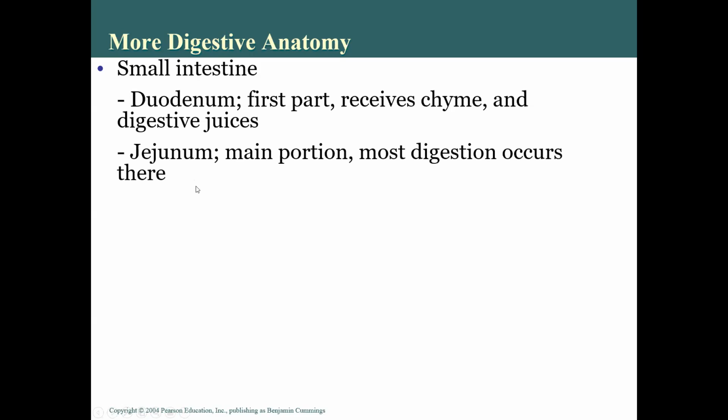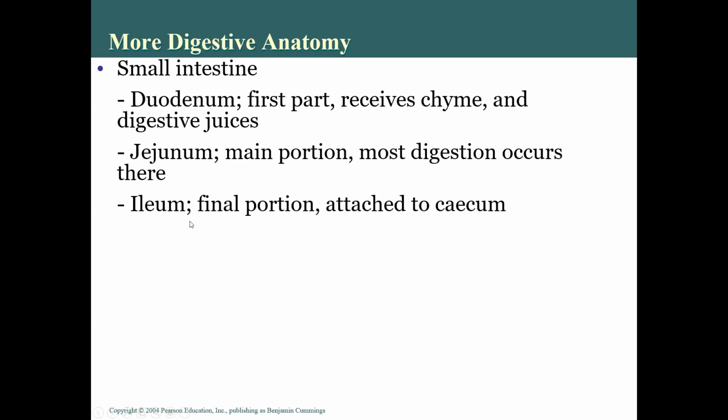The jejunum is the first and largest part of the small intestine. The ileum is the second or final portion. It's attached to the cecum, which is the beginning of the large intestine. I asked the question, what would you call the valve that joins the ileum to the cecum? It's called the ileocecal valve. Or I think the question says, what does the ileocecal valve join? What it joins is the ileum to the cecum. That's why it's called that, the small and the large intestine.